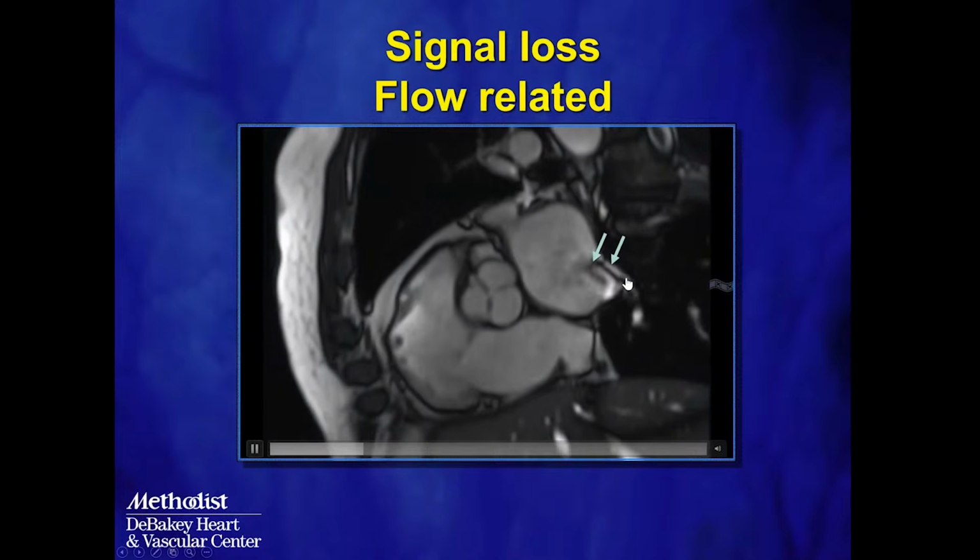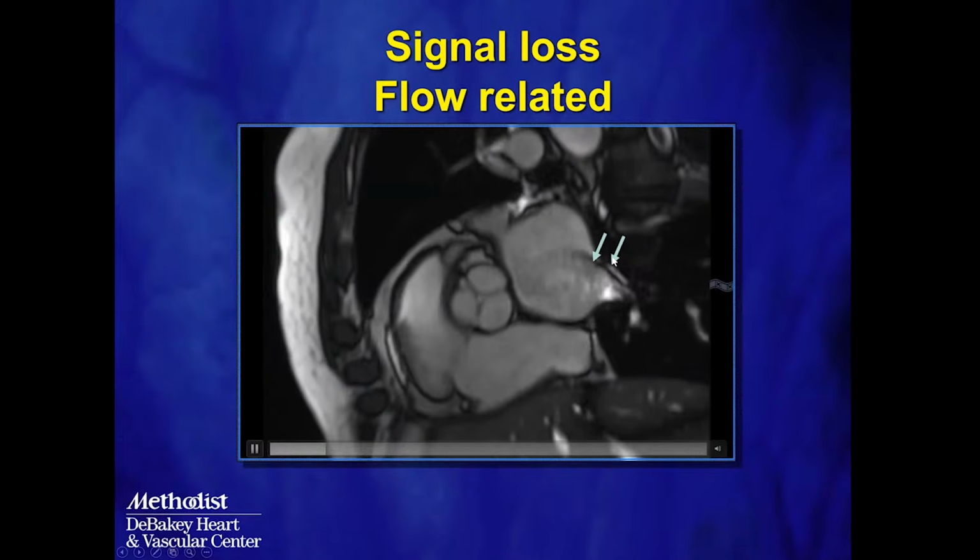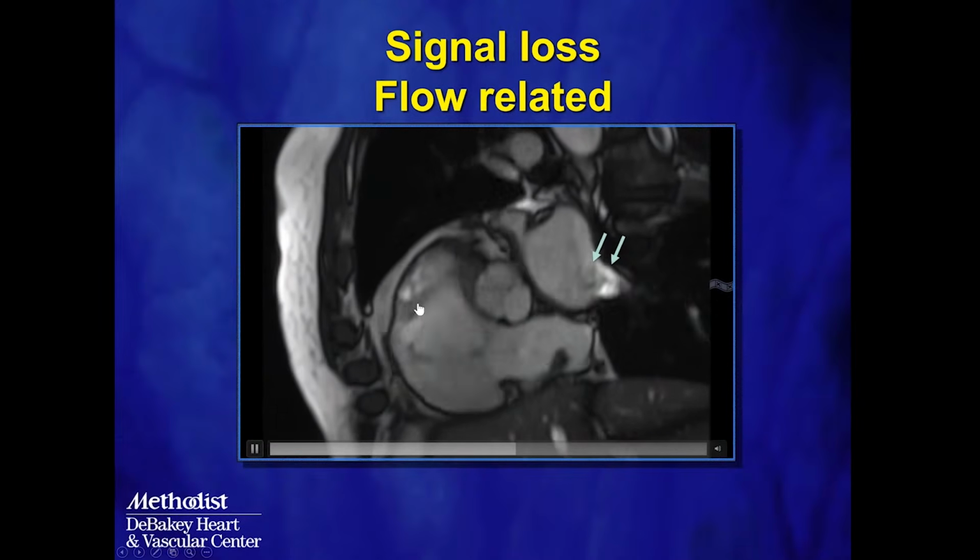This is a patient where these are the short axis views of the aortic valve. You can see here the pulmonary veins coming in, and these signal voids or signal loss are usually flow related from the pulmonary veins entering into the left atrium.